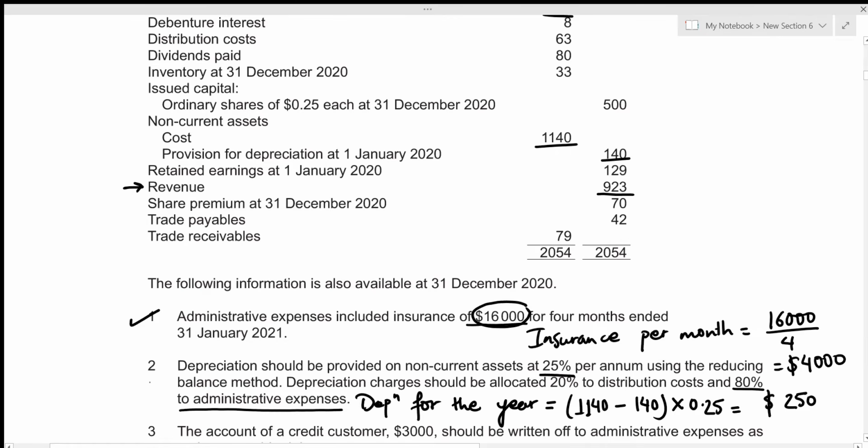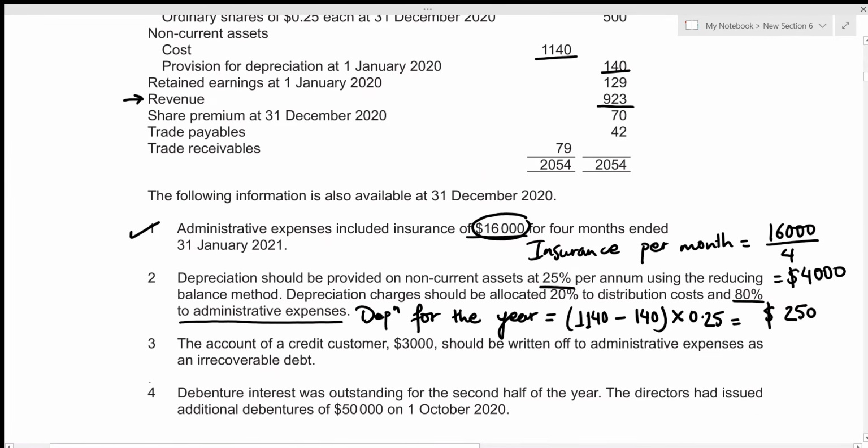All right, let's look for any other information. Okay, the third one relates to the account of a credit customer, 3,000. This should be written off to administrative expenses. So 3,000 is just a bad debt, and this should be included in the administrative expenses as well. All right, we will do that.